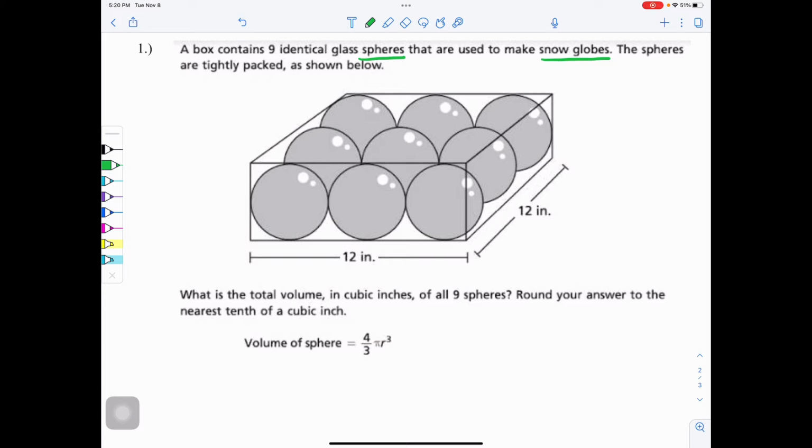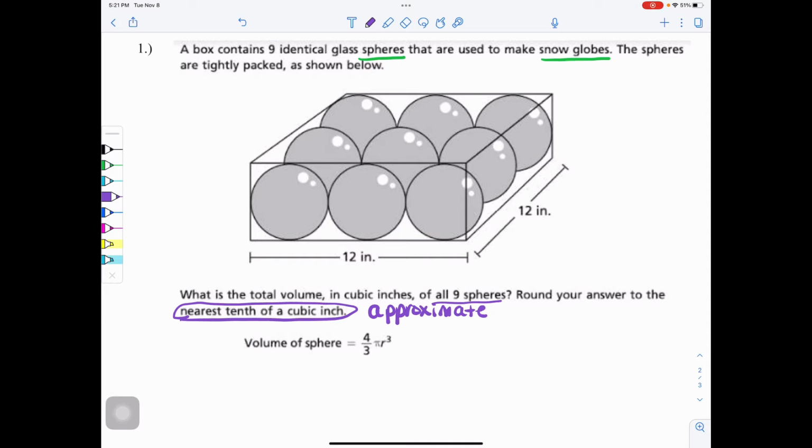You can see the box has dimensions of 12 inches by 12 inches. And they want to know what is the total volume in cubic inches of all 9 spheres. So that's important. We want all 9. It says round your answer to the nearest tenth of a cubic inch, which tells me they're looking for an approximate answer, not exact. Now, they gave us the volume formula right in the problem, which is nice as a reminder. We're obviously going to have to use that.